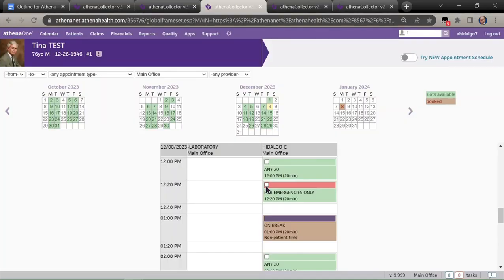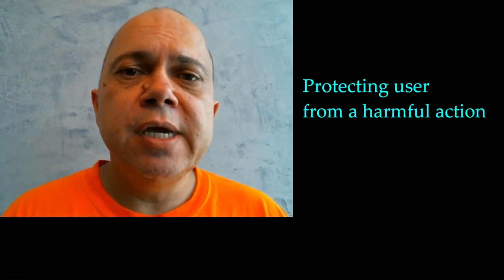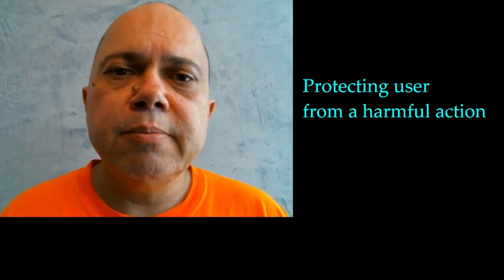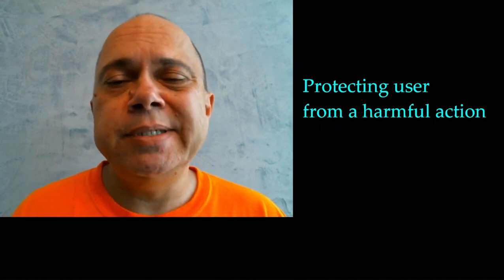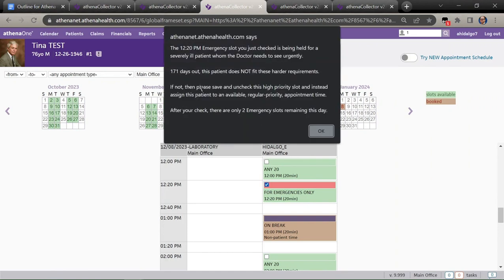You shouldn't have these slots kind of hidden away or forbidden from being clicked on. So in this case, what you can see is the slot is here for the clicking, and when you do, what we'd like to have happen is that the user script that we're creating for this particular page is going to fire off an event that's going to provide the scheduling employee with an explanation why this may not be such a cool idea to do. So we go ahead and click on the for emergencies only 6 months in advance, and we get this pop-up message here that says the 1220 emergency slot you just checked is being held for a severely ill patient whom the doctor needs to see urgently.